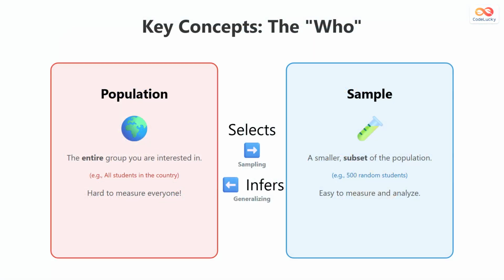To understand inferential statistics, you need to know two key terms, population and sample. The population is the entire group you care about, like every citizen in a country. But it is usually too expensive or impossible to interview everyone. So, we take a sample, which is a smaller subset of that population. We analyze the sample and then infer that the results apply to the whole population.